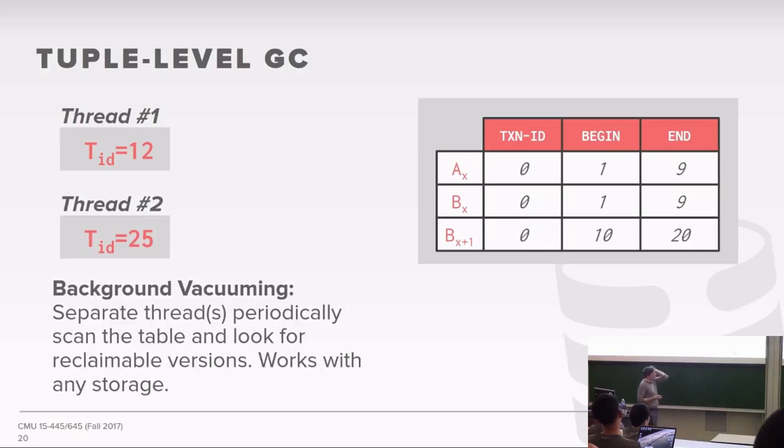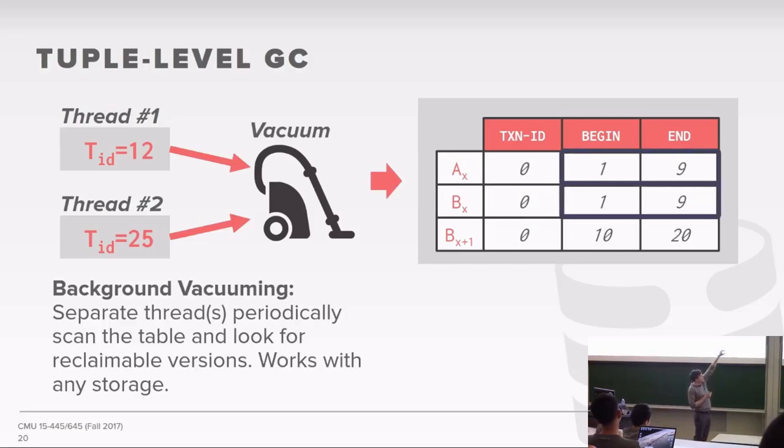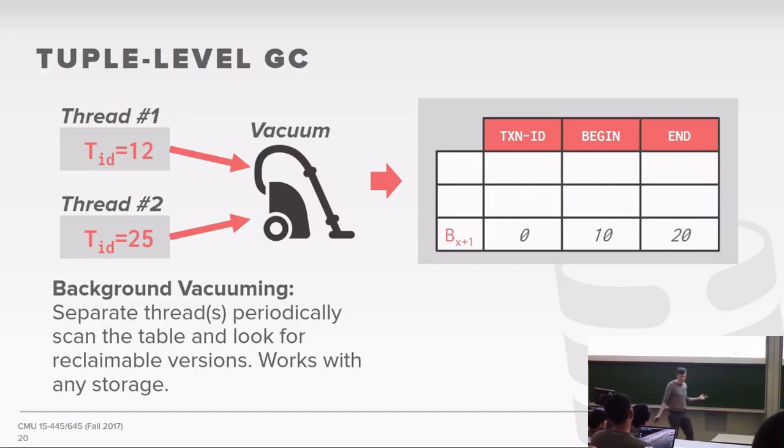Whereas today we have two threads. The first thread has transaction ID 12, and the second guy has transaction ID 25. So in our background, we'll have some vacuum thread that comes along, and it's going to scan through and try to find versions that are not visible. So the vacuum knows that there's a transaction with ID 12 and a transaction with ID 25. So anything that is less than 12, that's not visible by the oldest transaction 12, we know we can throw away. So version AX and version BX, their begin and end timestamps are 1 to 9. And 12 is greater than 9, so there's no active transaction that can actually see these records, so it knows to go ahead and clean those things up.